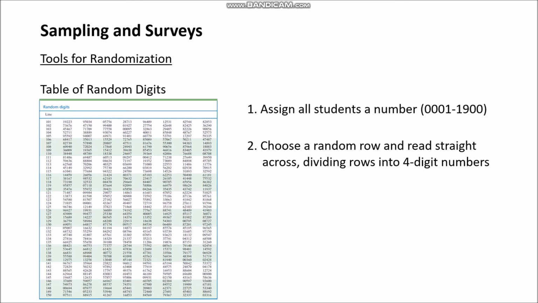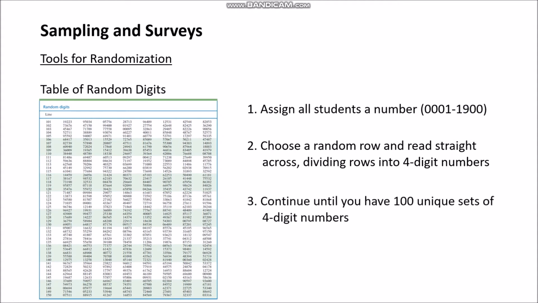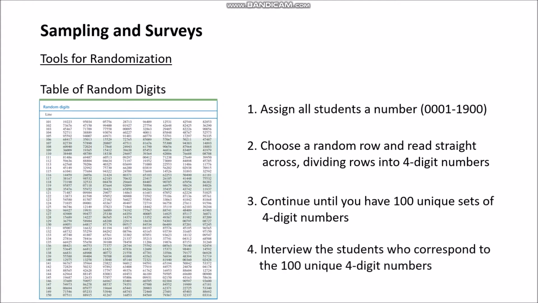So how would we use a table of random digits? First, you'd assign all the students in the school a number. Next, we would choose a random row to start on, and divide it into 4-digit numbers. 4-digit numbers because we have around 1,900 students in the school, so we want chunks of 4 numbers. Then you continue along a row, and if you get to the end of one row, go to the next row until you've got 100 unique sets of 4-digit numbers. And then you go and interview the students who correspond to those numbers.